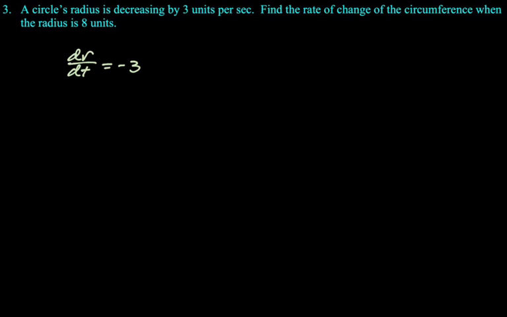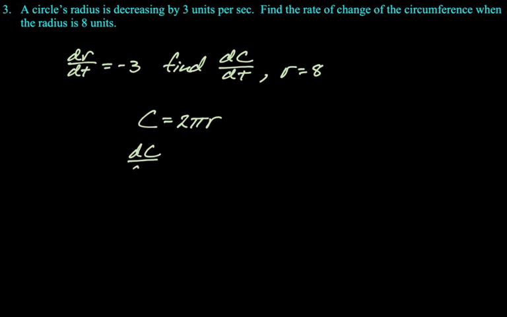On related rates, if I'm not sure what I'm doing or if there's a lot, I'll just write down everything I know. dr/dt is negative 3. I'm being asked to find dC/dt for circumference, when r is equal to 8. So those are the things I know. Just thinking about circles, I know that the circumference of a circle is 2 pi r. And I want to find the rate of change with respect to time for everything. So dC/dt is going to be 2 pi times dr/dt.